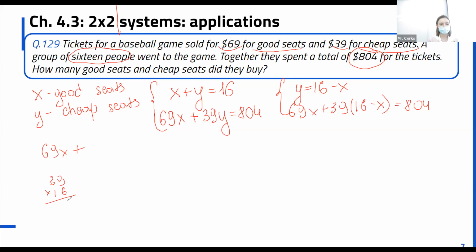6 by 9, 54. 3 by 6, 18, plus 5, 23. Am I doing right? No, I don't.